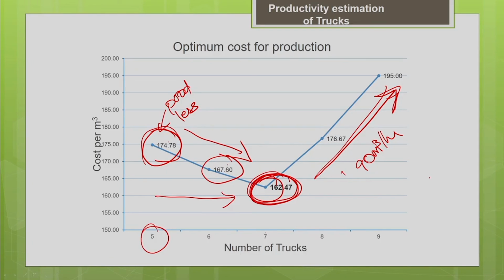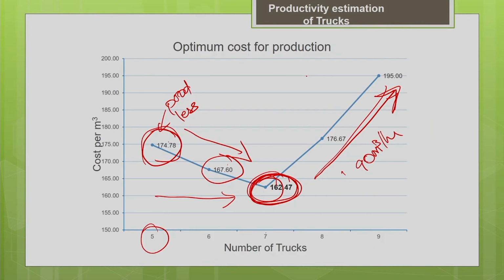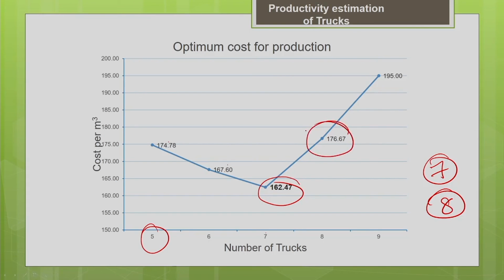So it is always preferable to go by the balanced number. But in this case, our balanced number was 7.18. So whether to round it to a lower number or a higher number, whether I should go for 7 or for 8? If I go for 7, my unit production cost is 162.47. If I go for 8 trucks, my unit production cost is 176.67. So rounding to the lower number is preferable.